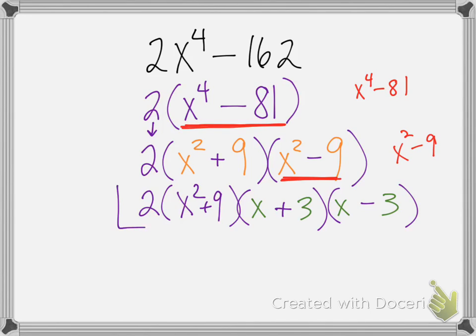So my final answer now, the x squared plus 9 is part of our factor set here, and the 2 in the very front. It doesn't matter what order you multiply these factors in, because you can switch the order of multiplication. So there's our final factored form.